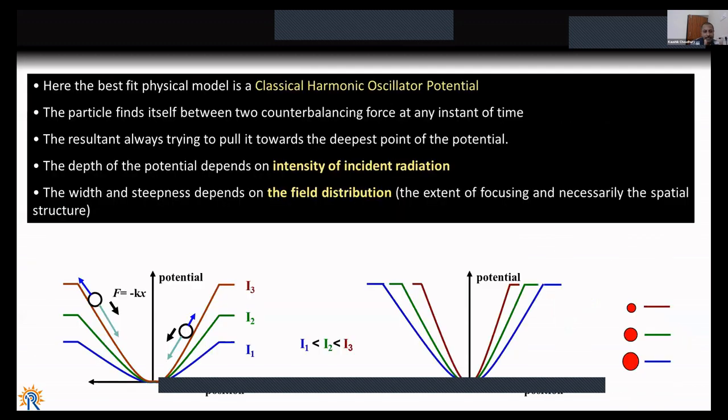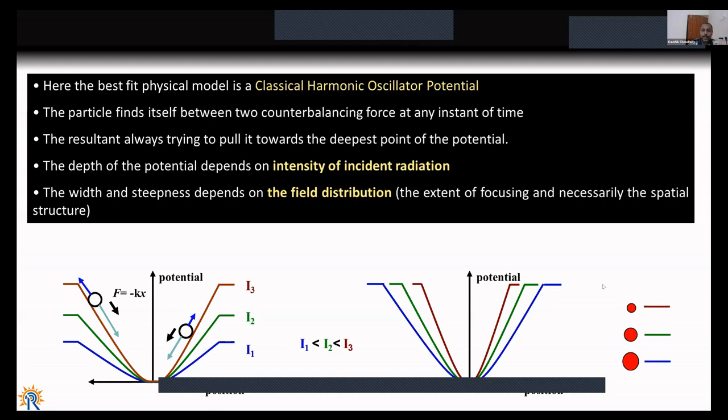Now, if we look at this, the physical picture somewhat looks like this: higher intensity simply means that the depth of the trap is more. So that means once a particle gets trapped, it is difficult for the particle to come out. Whereas the gradient of intensity means how steep the slope is, how fast the intensity is changing. So this is the classical harmonic oscillator model that can tell us about the stability of the trap.